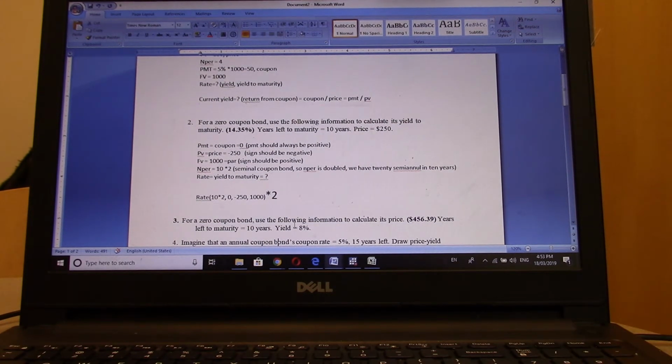Zero coupon bond is the most risky bond because you don't receive any cash flows in the 10 years. So that's why the return should be high: high risk, high return. That's why. All right.